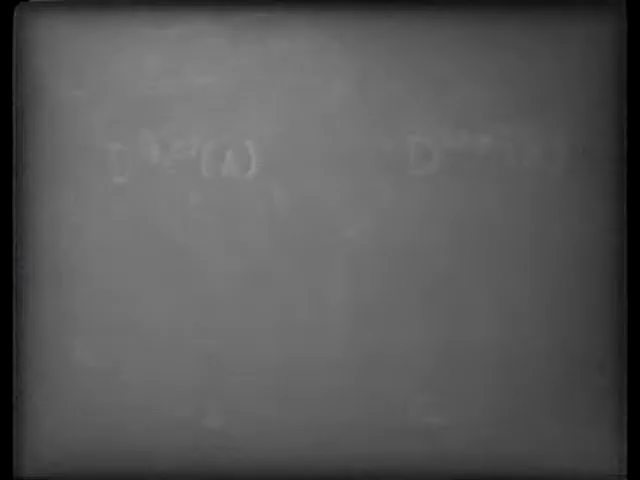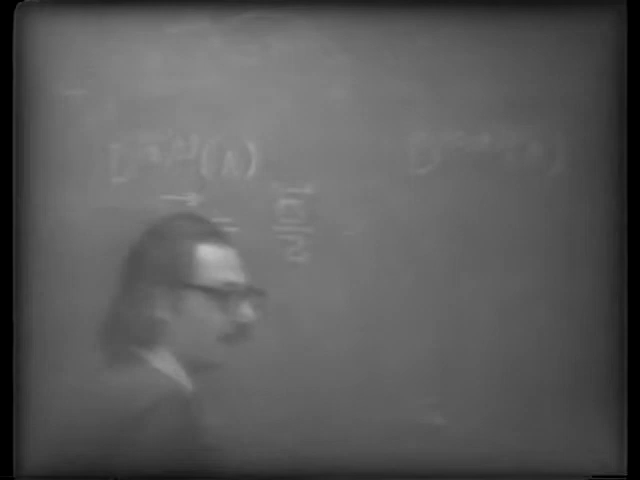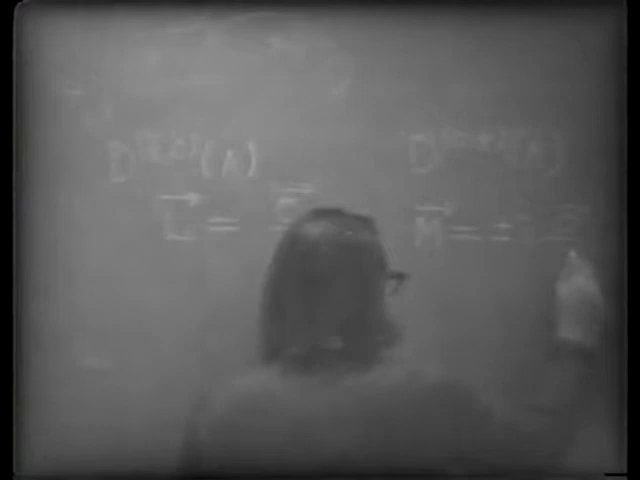The L in these two cases is sigma over 2, J plus, J minus over 2, and M is plus or minus i sigma over 2, the plus sign applying in one case and the minus sign applying in the other.